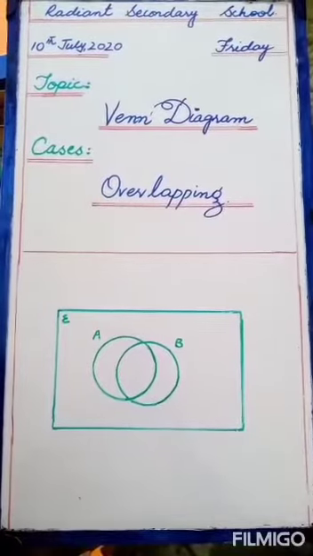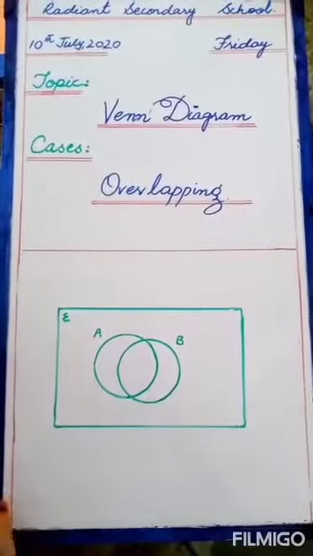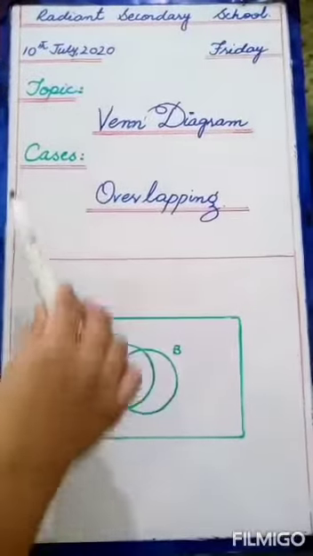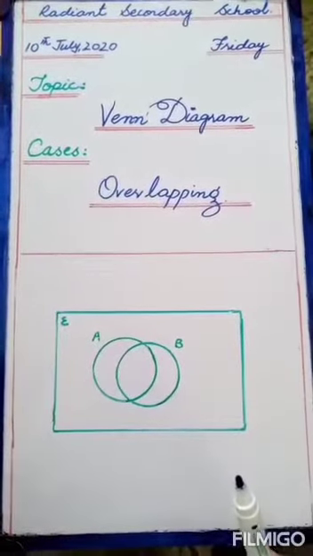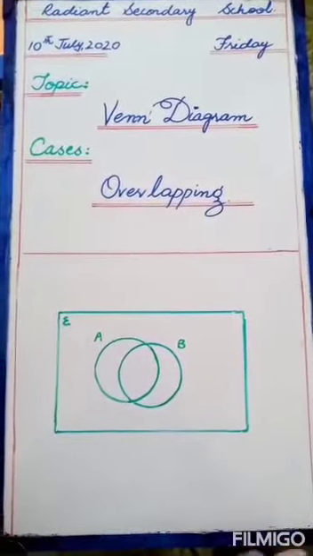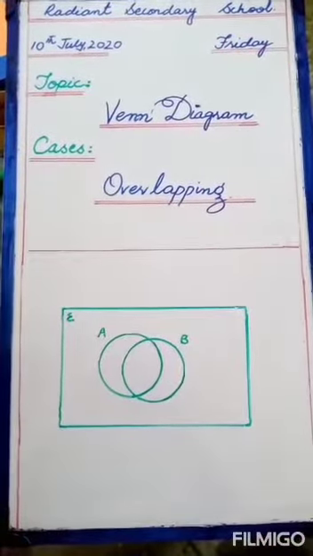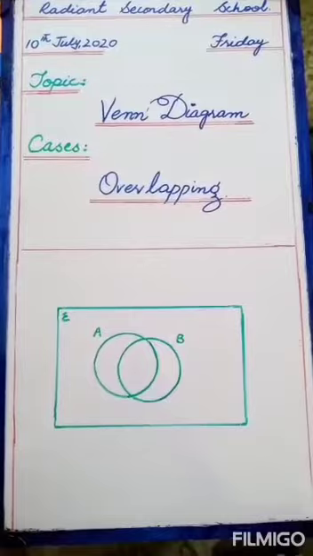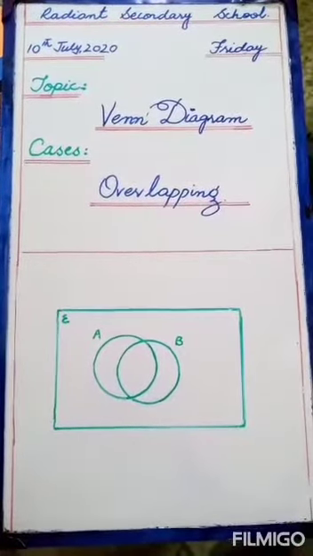Okay class, now we will discuss some cases of the Venn diagram. If we have different sets and we have to draw the Venn diagram, how will we draw it? Number one case is the overlapping case. Overlapping means some area is present in both the sets. Suppose we have two sets, and if at least one element is common in both the sets and no set is a subset of the other, then it will be the case of overlapping sets.